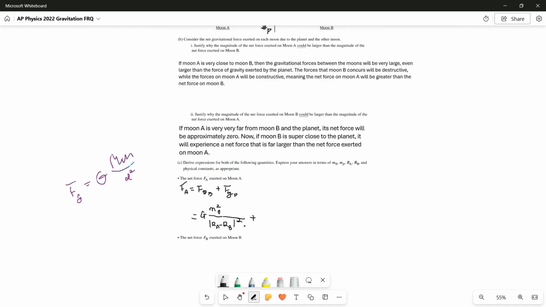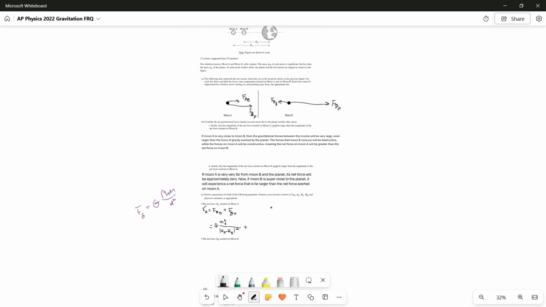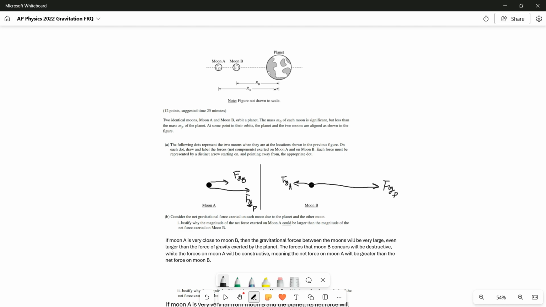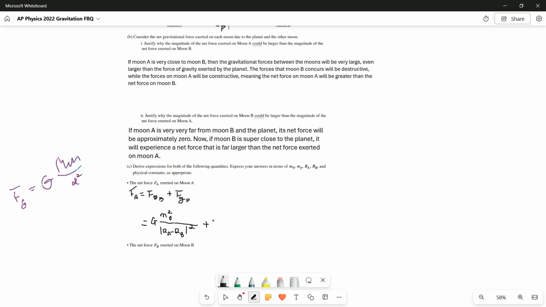Now we have to derive the expression for the planet. Well, for the planet, that's not too bad actually. All we really need to do is observe Moon A and realize that it is a distance RA away from the planet. So it's really just plug and chug, realizing that that's just G multiplied by m naught multiplied by the mass of the planet, divided by the distance separating the two celestial bodies, which is RA, and then we square it. And that's it. That is our solution to C1.